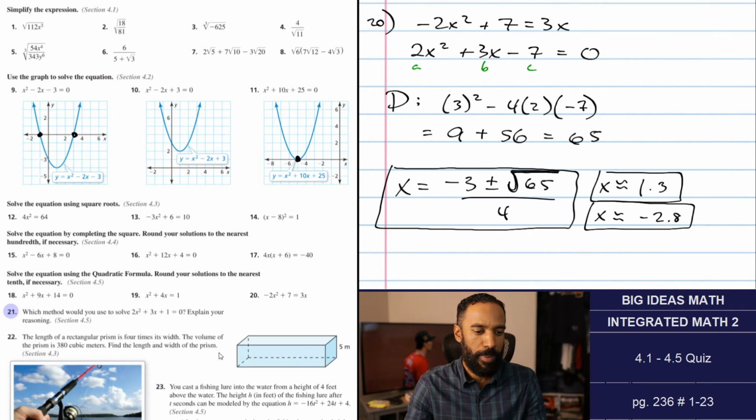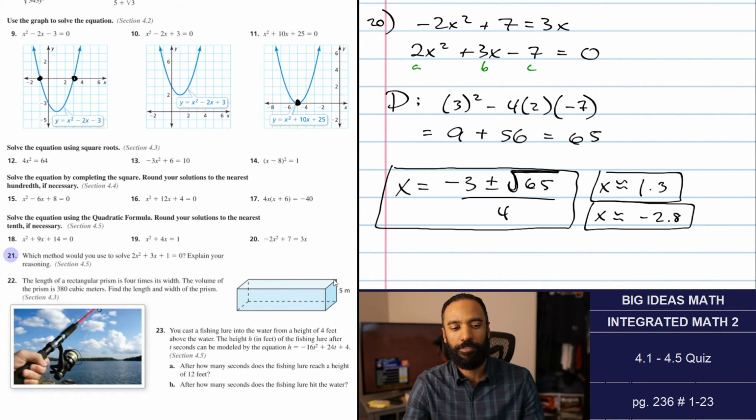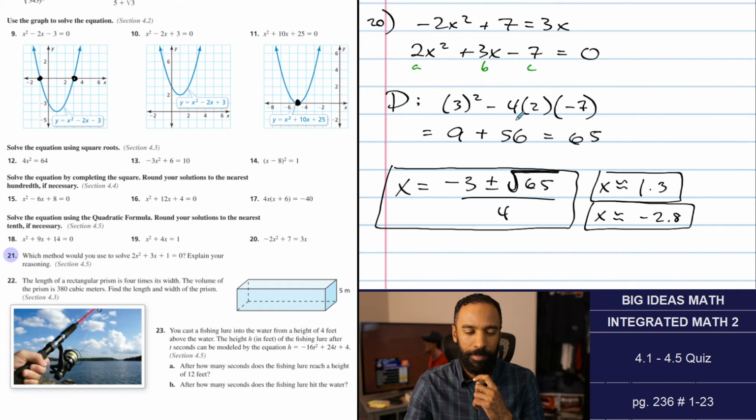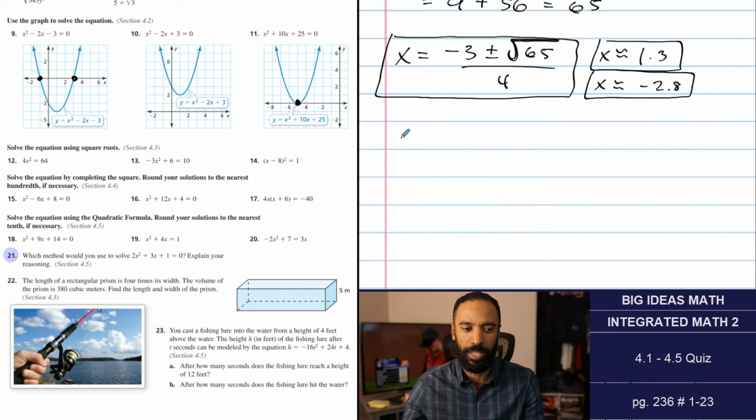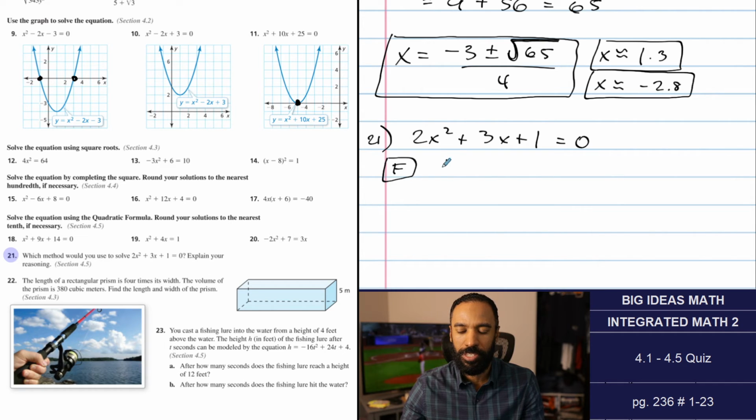Number 21, which method? Oh, here we go. Oh, section 4.5, I forgot, did ask you a lot of questions like that. So which method would you use to solve 2x squared plus 3x plus 1 equals 0? Explain your reasoning. Well, I would love to factor anything that's factorable. And guess what? I think this is factorable. Let me show you all the different methods. This factors into 2x plus 1 times x plus 1.